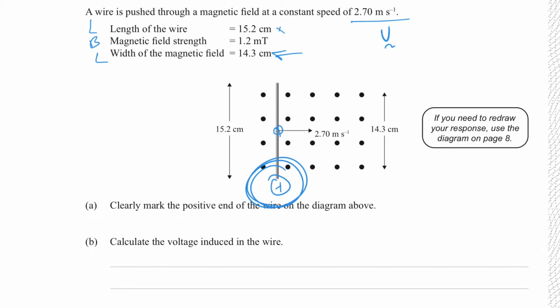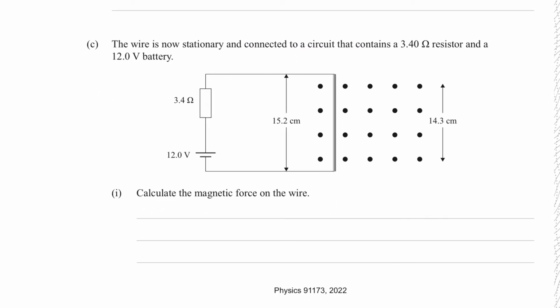Calculate the voltage induced in the wire. E equals BVL. Remember, L is this length here. Just plug your numbers in basically. C, the wire is now stationary, connected to a circuit that contains a 3.40 ohm resistor and a 12 volt battery. Calculate the magnetic force on the wire.